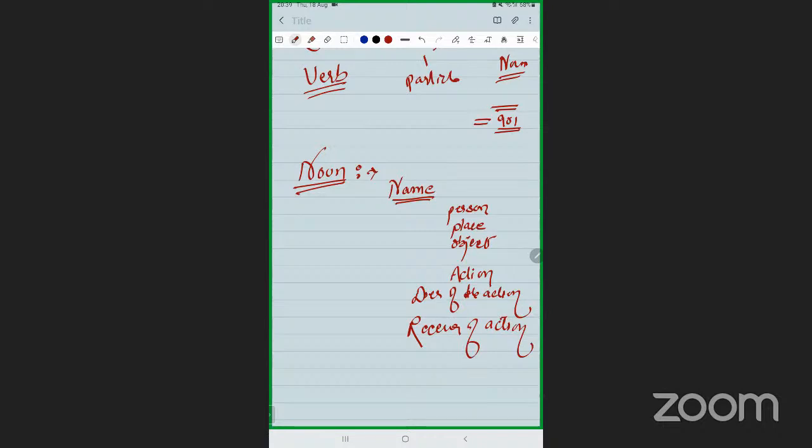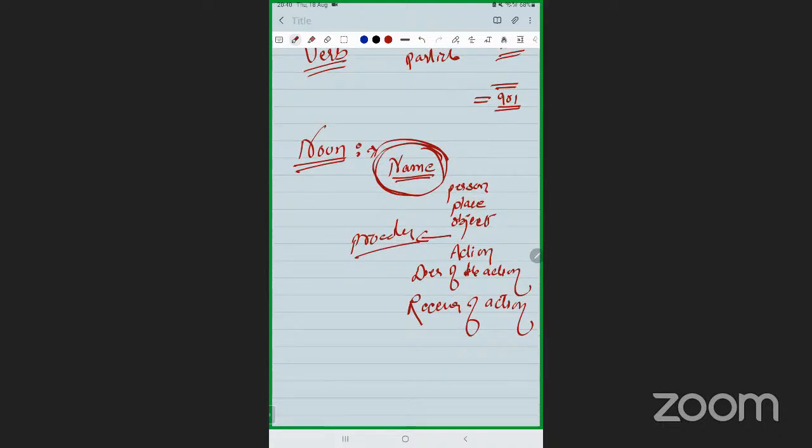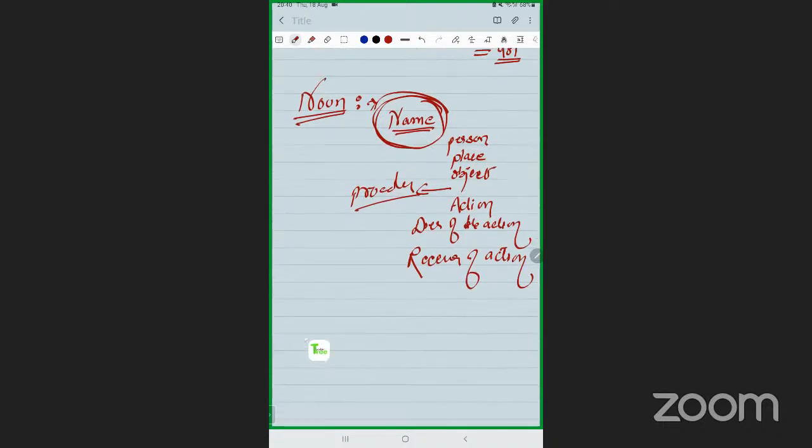It can be a name of a procedure. Name is so important, so important. Without a name, it is really almost impossible to make a sentence.